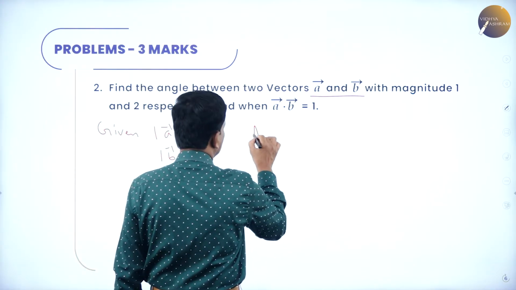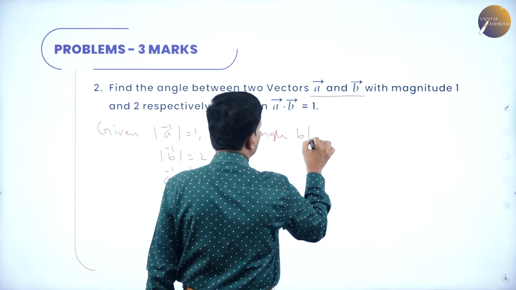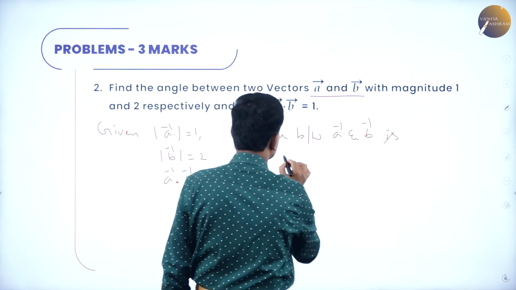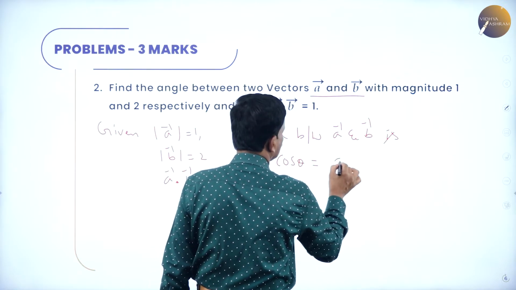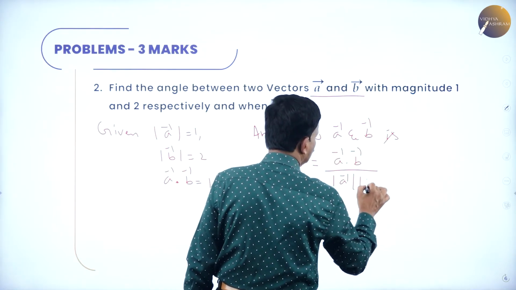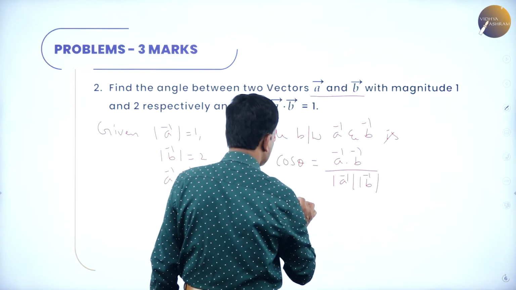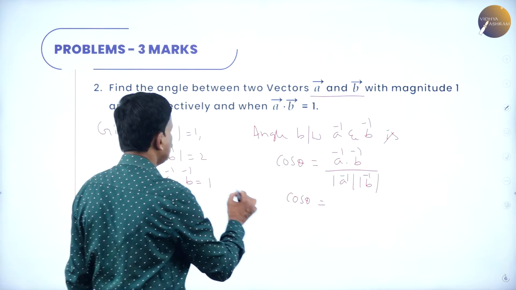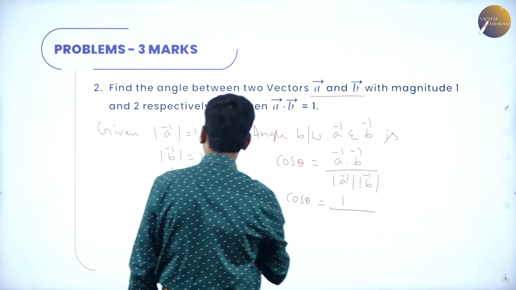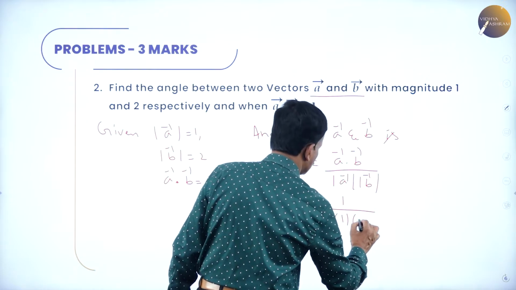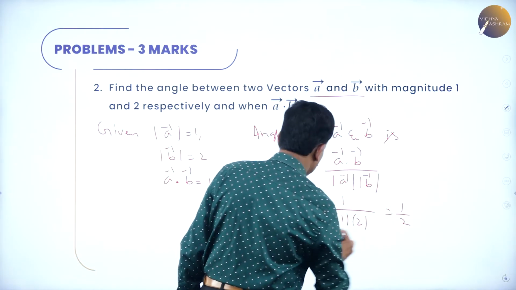What is the angle between the vectors? The angle between the vectors A and B is given by cos theta is equal to vector A dot B divided by length of A into length of B. Now cos theta is equal to A dot B, which is 1, divided by length of A into length of B, which is 1 into 2. So this is equal to 1 by 2.